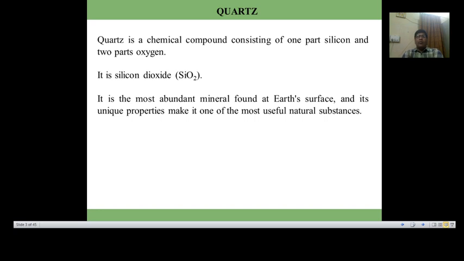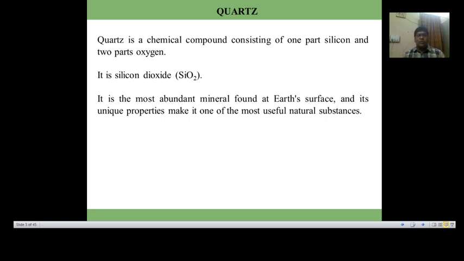Quartz is a chemical compound consisting of one part of silicon and 2 parts of oxygen. Here the chemical formula itself says Si is a single, oxygen O2 is 2 molecules. So it is composed of one part of silicon and 2 parts of oxygen. Its chemical formula is typically SiO2. There is no change in its formula. Even if the form of the silica sand changes, the name changes, but the chemical formula remains the same.